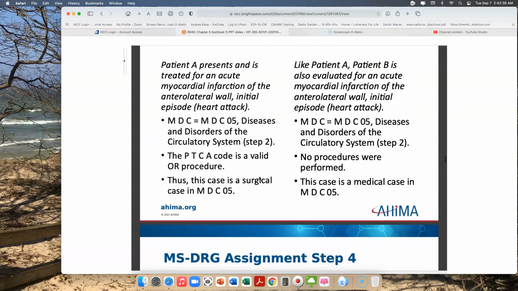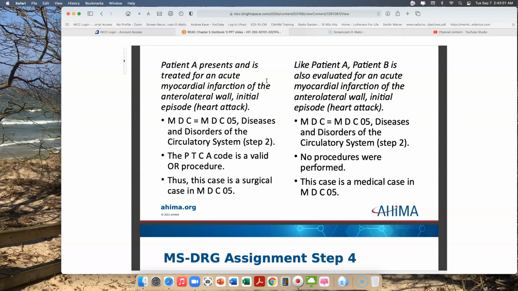So they give you another example. Patient A presents and is treated for an acute myocardial infarction, also known as an AMI, of the anterolateral wall, initial episode heart attack. So you've got your MDC, which is 05, diseases and disorders of the circulatory system. The PTCA code is a valid OR procedure, so this case is a surgical case.